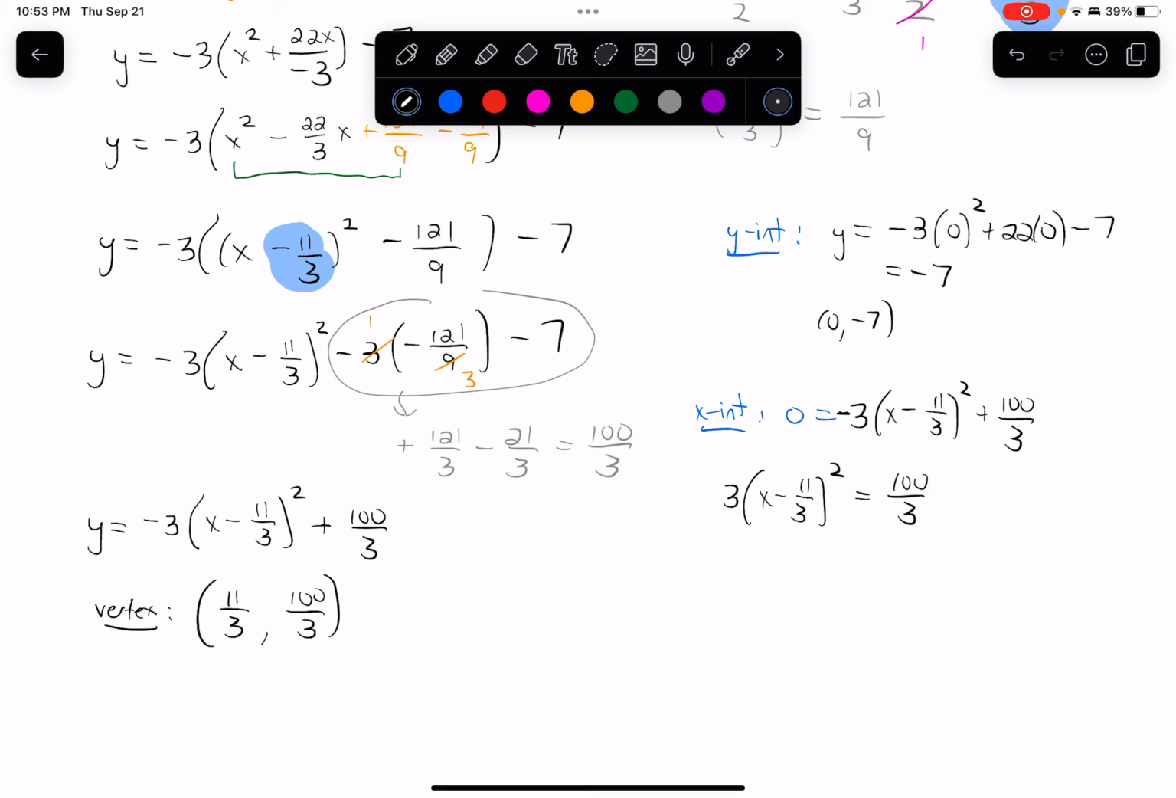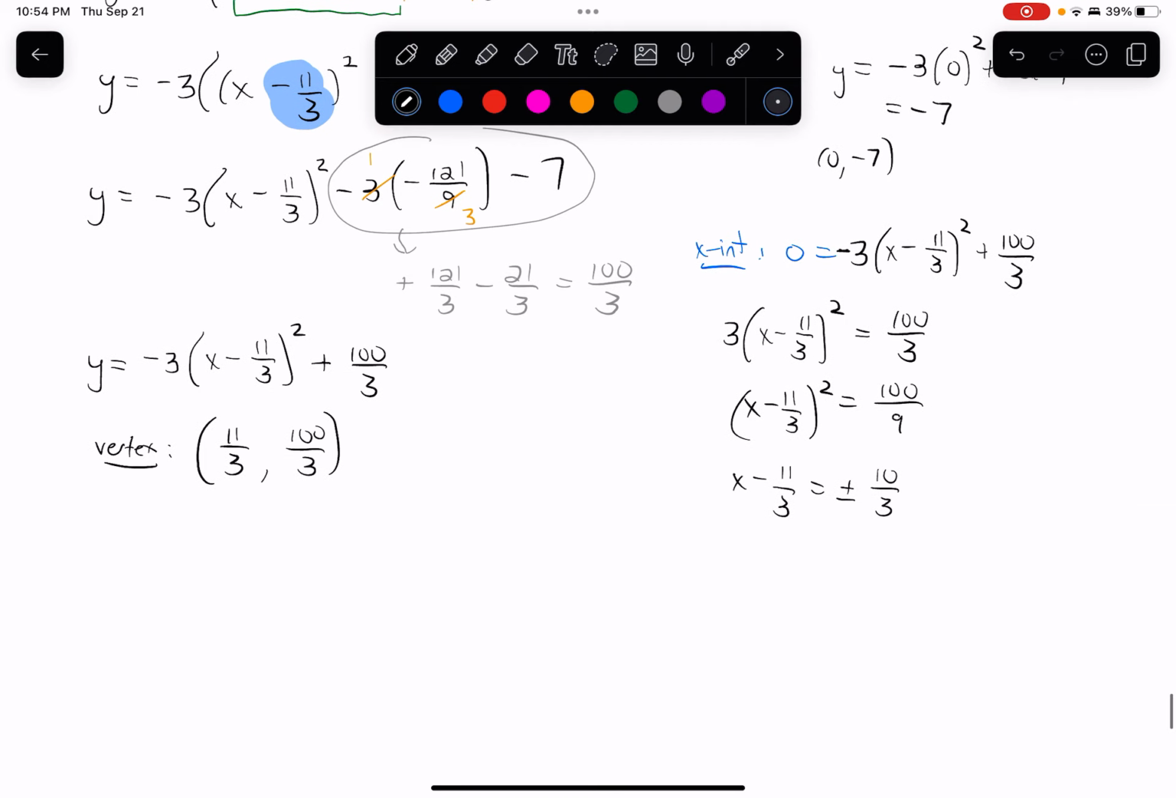Now I can divide the 3 to this side. So that'll give me (x − 11/3) squared equals 100/9. Okay, now to get rid of the square, I can square root both sides. So that'll give me x − 11/3, and then square rooting, I get 10/3. And I've got to put a plus or minus because I square rooted both sides.